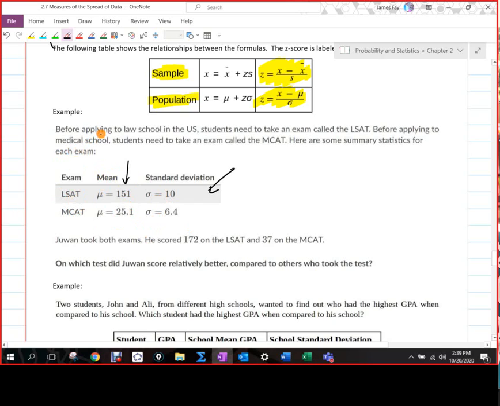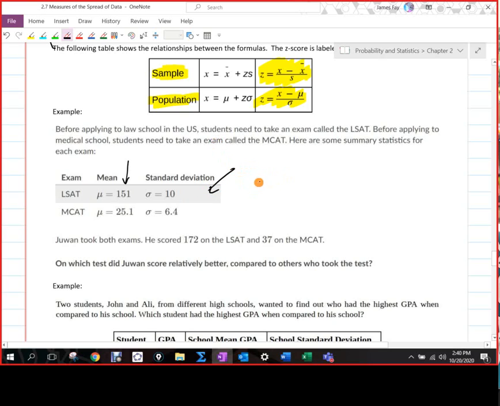So if you read the scenario, it says before applying to law school in the U.S., students need to take the LSAT. It says before applying to medical school, they need to take the MCAT. It says here are the summary statistics for each exam. So those exams are two different populations of people, right? Okay. So if there's a mean of 151 and a standard deviation of 10, that test is different. It's graded differently than the MCAT or any other test that we take. But if I took both of them, I want to know based on my score, how did I do in comparison to the people that took that test? Which one did I really do better on, relative to the people that also took that test? Does that make sense? Okay.